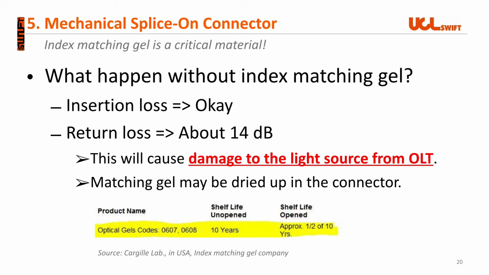Since index matching gel is a critical material, we should know what will happen without index matching gel. The insertion loss of perpendicular cleaved fibers without gel could be okay, but the return loss would be about 14 dB, which is extremely low. This will make light travel back to the light source and cause damage to OLT equipment, and sometimes the index matching gel may dry up in the connector.